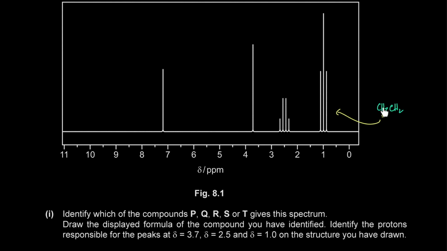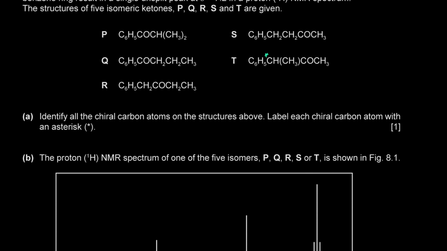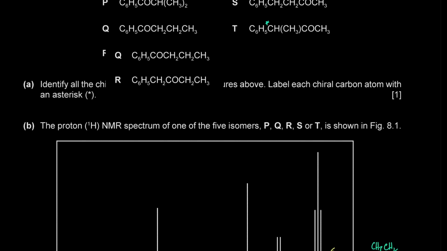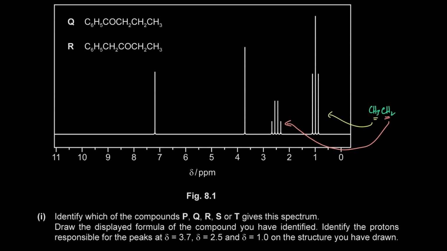So over here, this triplet is because of the CH3 protons being split into 3 by the neighboring 2. Remember, neighboring 2 plus 1, so that's 3. And then these two are split into 4 by the neighboring 3, so splitting pattern is 3 plus 1, which is 4. So over here, where do we have a CH3CH2? This ethyl group is present only in compounds Q and R. So that narrows down our choices. This has to be compound Q or R.